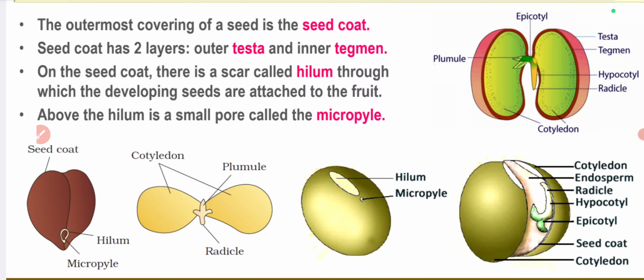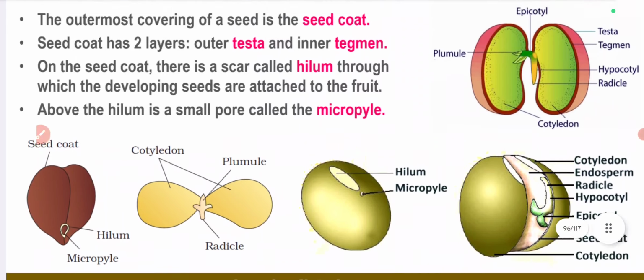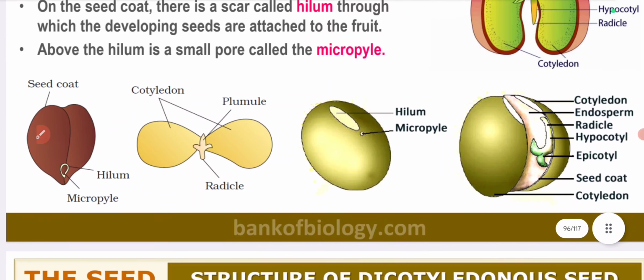On the seed coat there is a scar called hilum, through which the developing seed is attached to the fruit. So in the seed coat there is a scar or a small hole-like structure where the seeds are attached to the fruit; that is called hilum. Above the hilum there is a small pore called micropyle. Here you can see seed coat, hilum, micropyle, cotyledon, plumule, radicle.